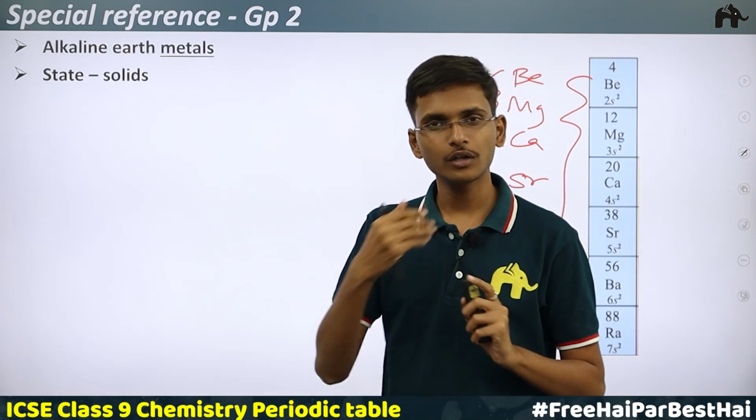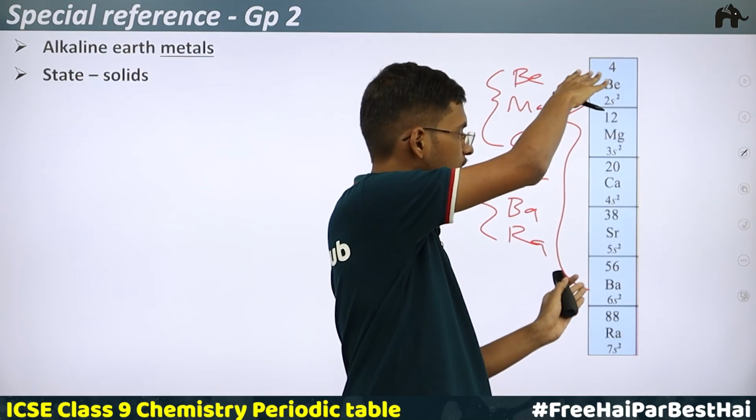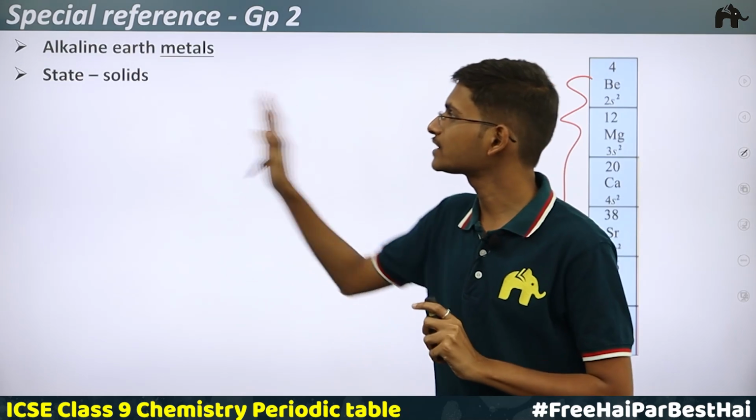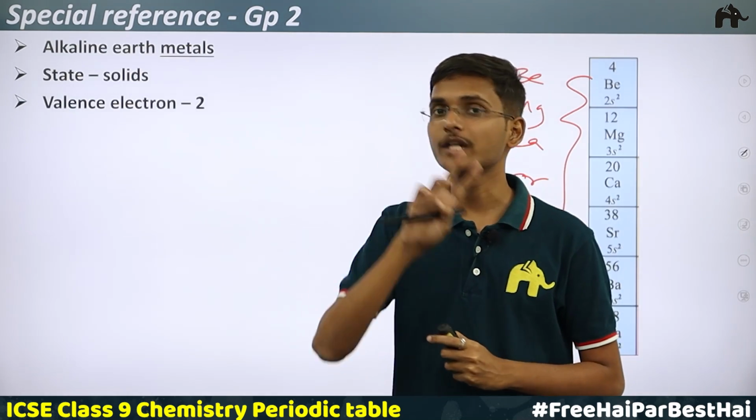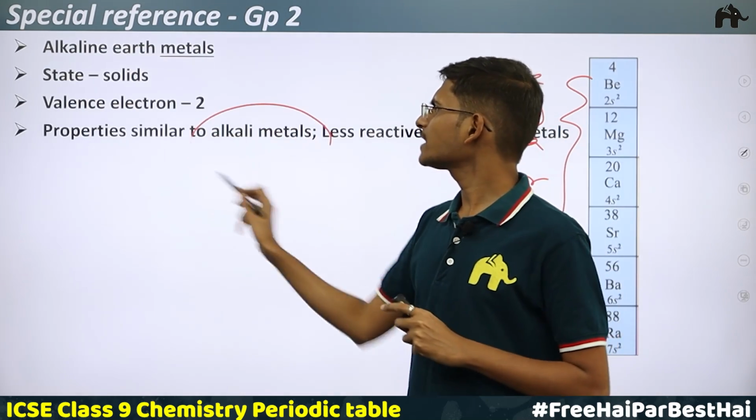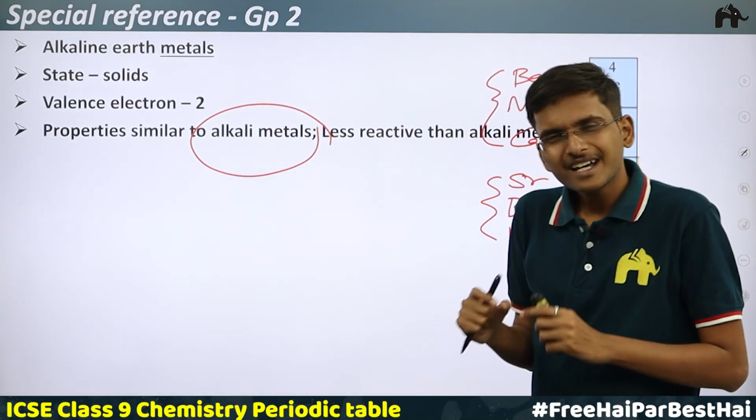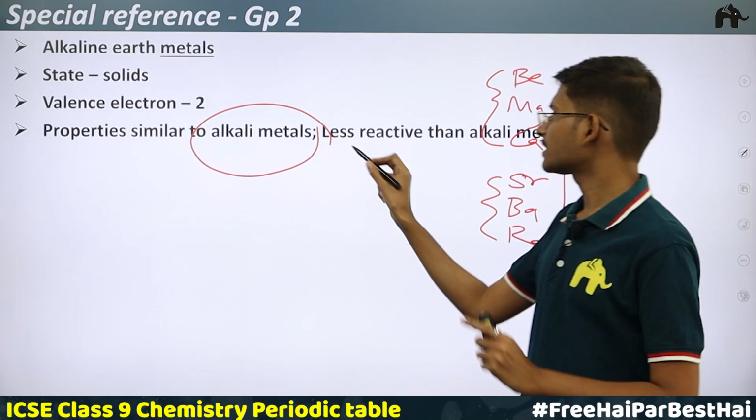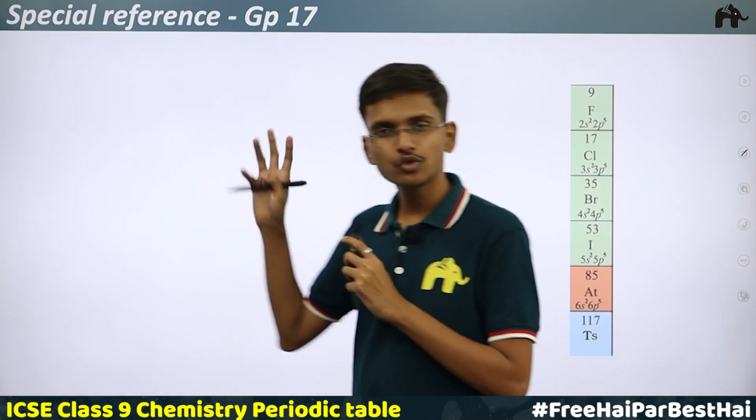These elements mostly exist in the solid state. Their valence electrons are 2, which means their outermost shell has 2 electrons. Their properties are similar to the alkali metals, like they are also quite reactive, but they are less reactive than the alkali metals. Clear?